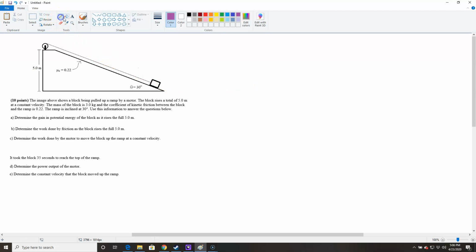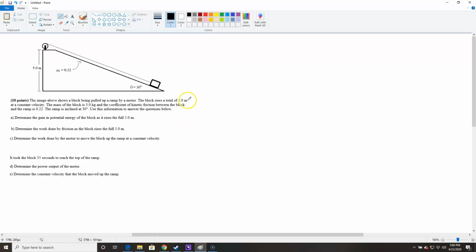So for energy, and just a heads up, energy and momentum are usually intertwined. In this particular problem, I'm just going to stick with energy with a little bit of kinematics, but for future reference. So it says the image above shows a block being pulled up the ramp by a motor, and the block rises a total of 5 meters at a constant velocity.